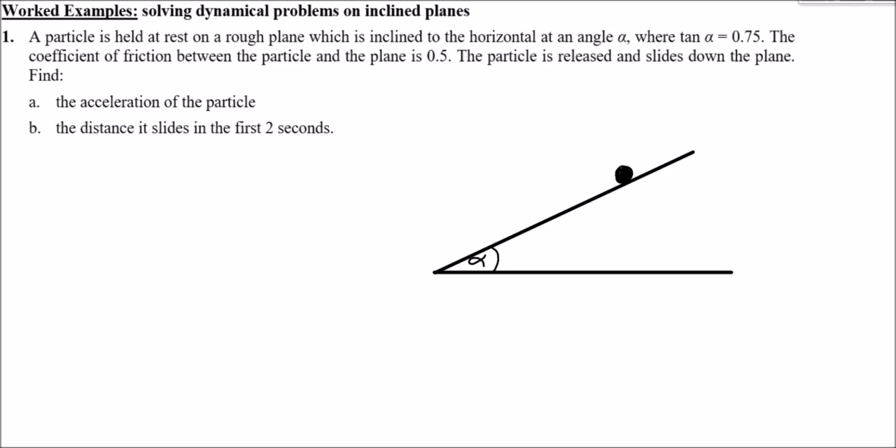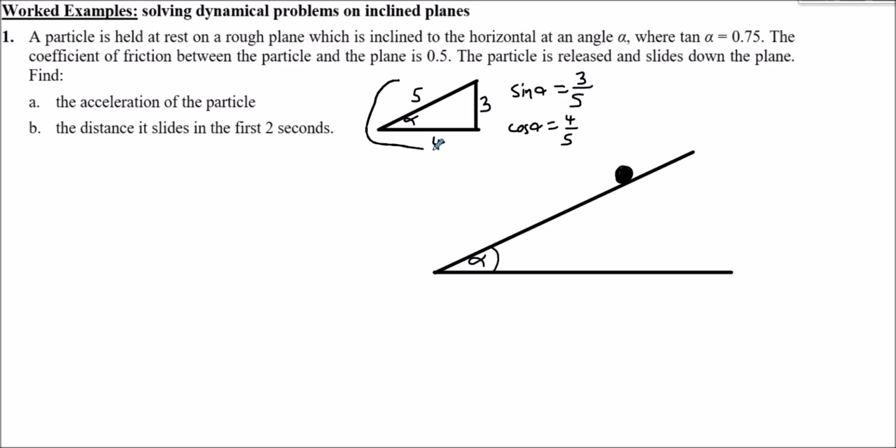Like I mentioned for the warm-up, we can just remind ourselves of what sine, cosine, tangent will be. Now we know what tan alpha is. Tan alpha is the same as 3/4. So the ratio of the opposite to the adjacent is 3 to 4. Using Pythagoras, the hypotenuse will be the square root of 3 squared added to 4 squared, which will be 5. So therefore, sine alpha will be the opposite, 3, over the hypotenuse 5. Cosine alpha will be the adjacent, 4, over hypotenuse, which is 5. So that might come in handy later on.